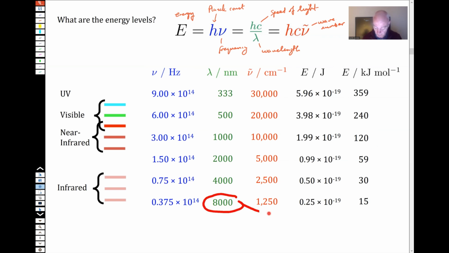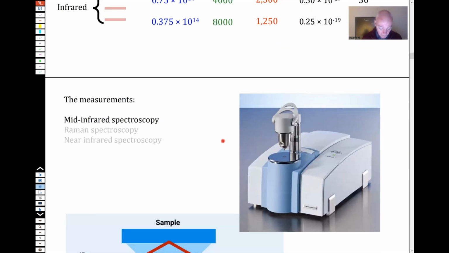8,000 nanometers, 1,250 wave numbers, so a carbon-carbon single bond typically, and down to 15 kilojoule per mole. But so we go from the visible down through the near infrared, down to the infrared. So those are the different regimes that we're going to look at. So what about the measurements?